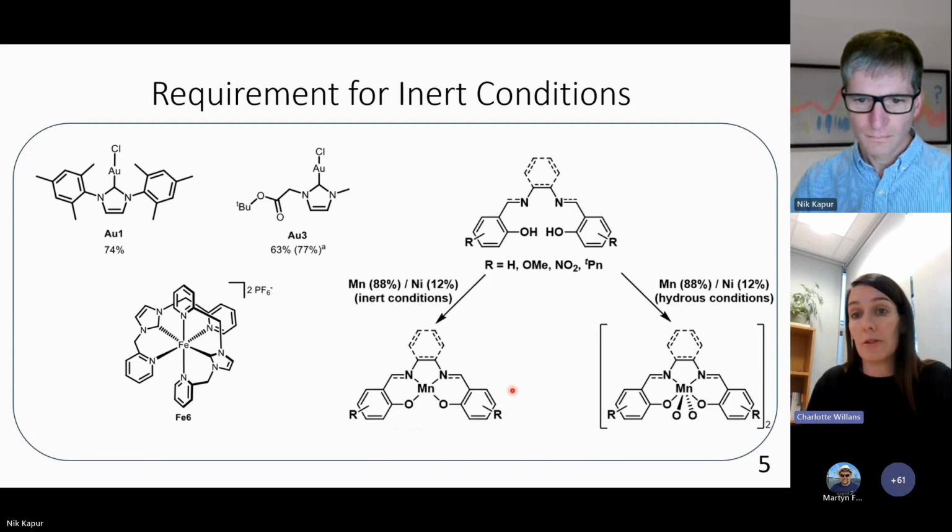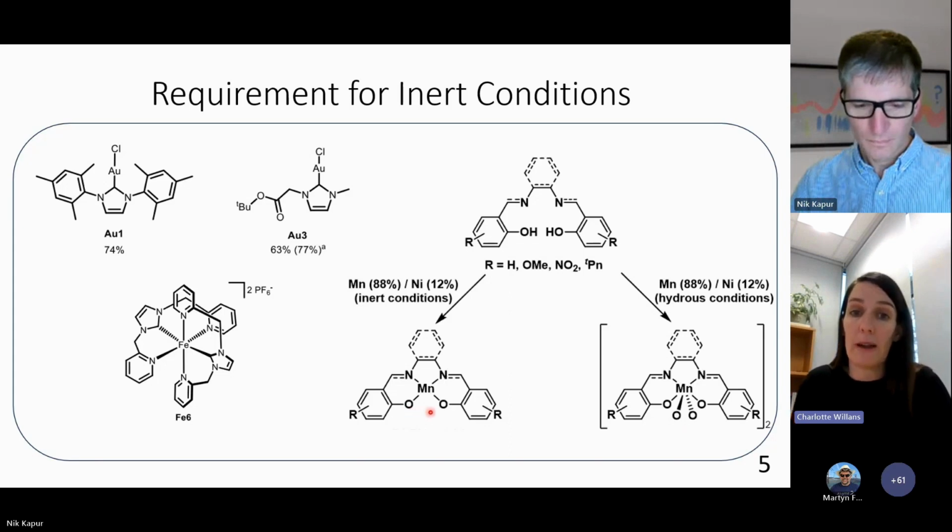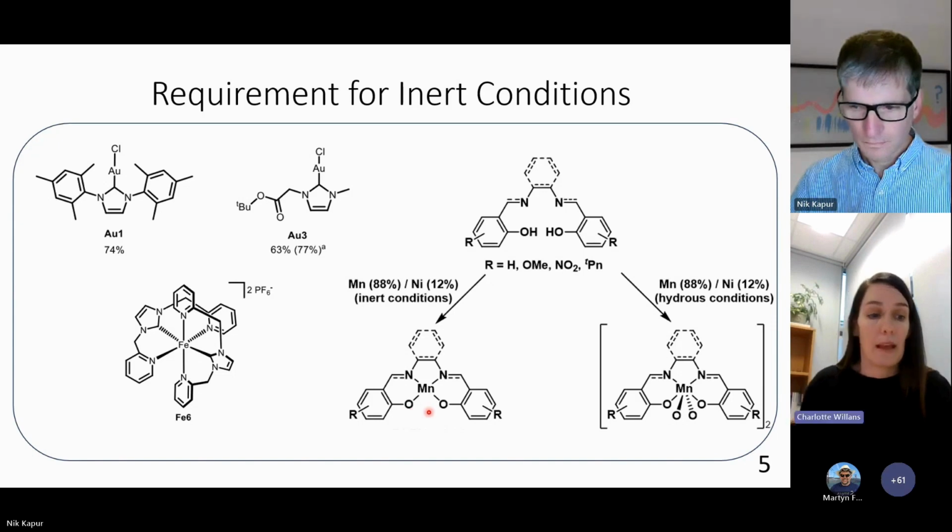If we do the reactions under hydrous conditions, if we have air present in there, we get to the manganese 4 complexes. But on the left-hand side, we've been able to do this under inert conditions and form those manganese 2 complexes cleanly and in high yield.